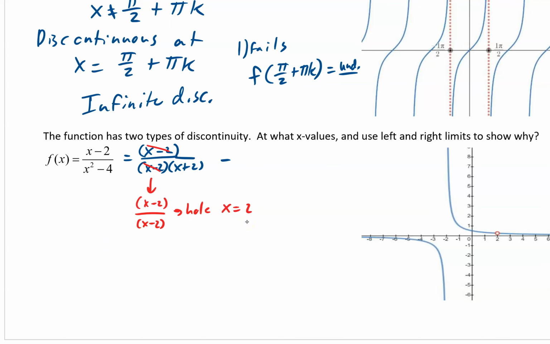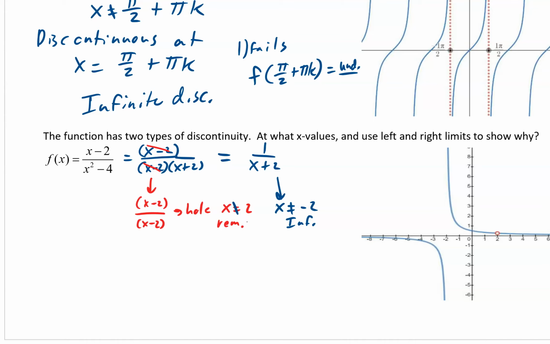Whatever's left is your vertical asymptote. So this one now says that x cannot be negative 2. So that is your infinite. And this is your removable. Whatever cancels is a removable discontinuity because it's a hole. And whatever is not canceled, that is your infinite discontinuity.